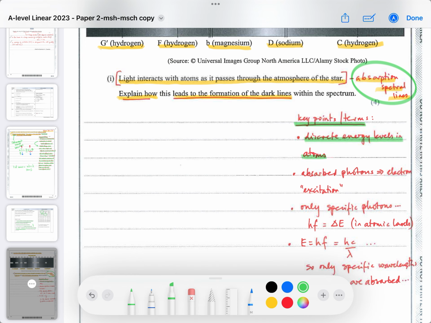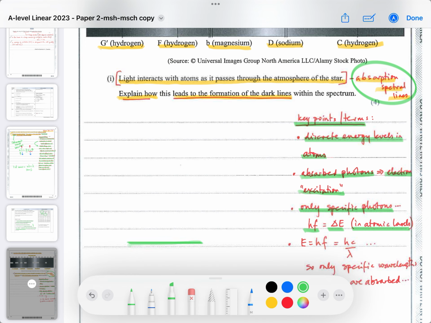Okay, you need to mention the word discrete, and you need to say that absorbed photons create electron excitation in atoms, but they only do so if the energy of the specific photons, hf, happens to match a difference in energy levels in the atoms, in the atomic levels. So each atom has different energy levels.